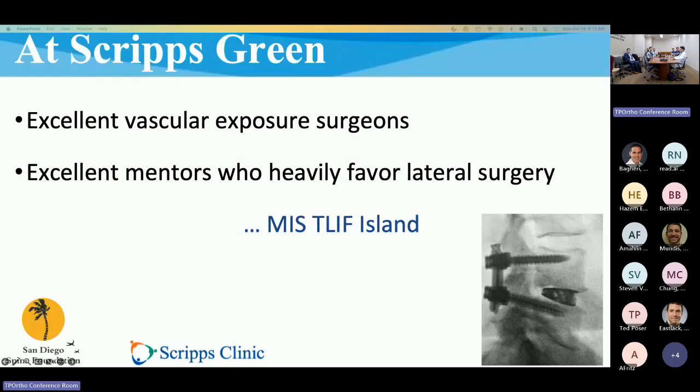Okay, some of my early experience at Scripps, and again, I mentioned that we don't do it a ton here, so you feel like you're a little bit of an island when you're doing it on TLIF, because we've got such good vascular surgeons and because we've got such good mentors here who do lateral surgery.